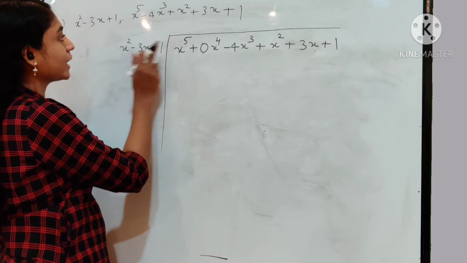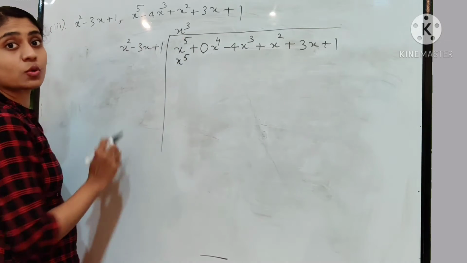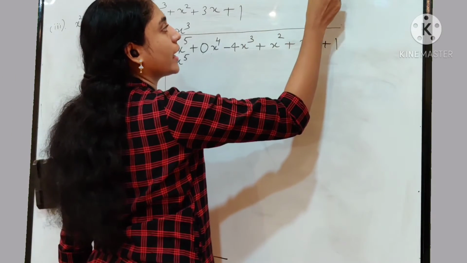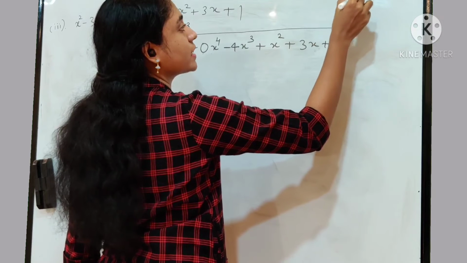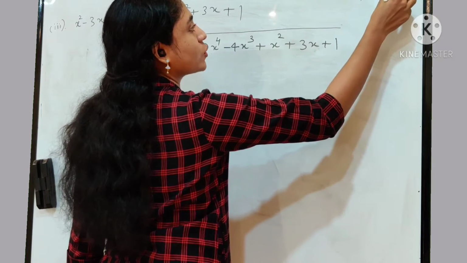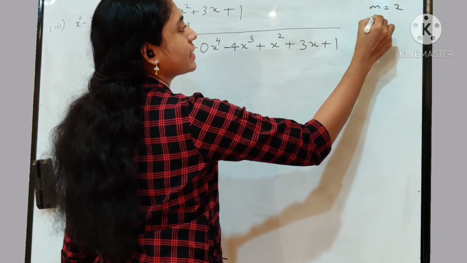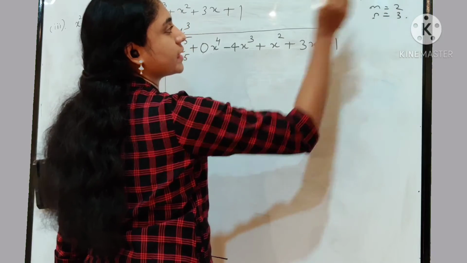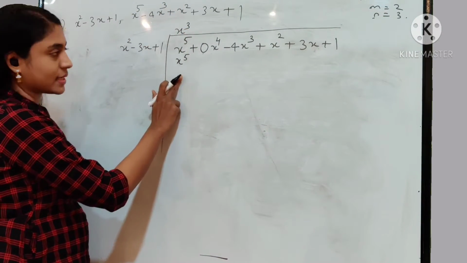So x square into x cube, it is x raised to 5, right? How? X square into x cube, it is x raised to 5. Why? Because we know the formula that x raised to m into x raised to n is equal to x raised to m plus n. And here m is 2 and n is 3. So m plus n means 2 plus 3, it is 5. So x square into x cube, it is x raised to 5.